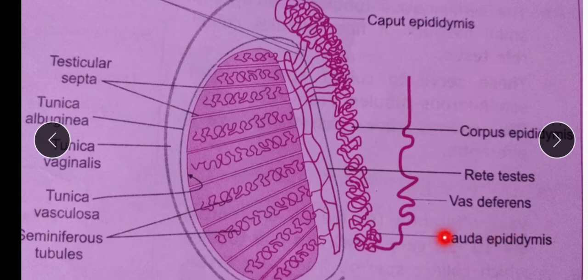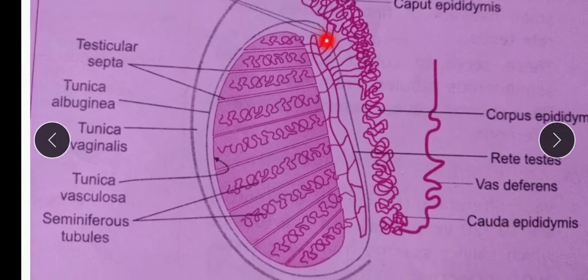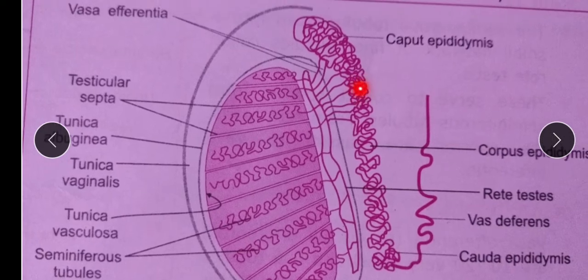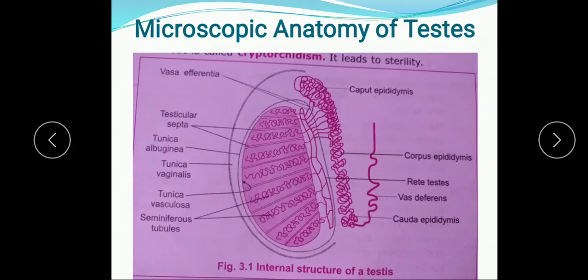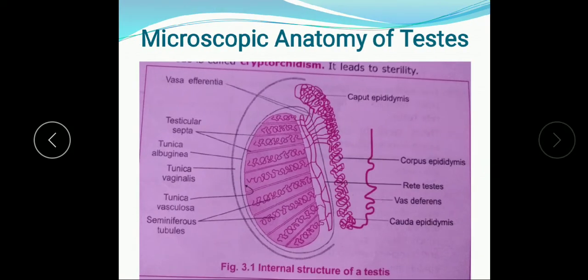What is the function of the epididymis? It serves to transmit sperm from the vasa efferentia to the vas deferens. So from the vasa efferentia, sperm enter into the epididymis, and from the epididymis it enters into the vas deferens. So understood here? So this is the structure of the testes and the various parts and their function.